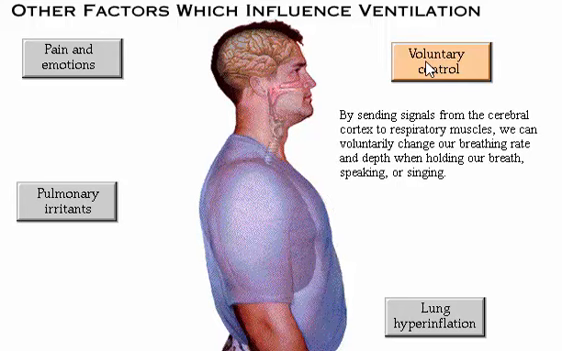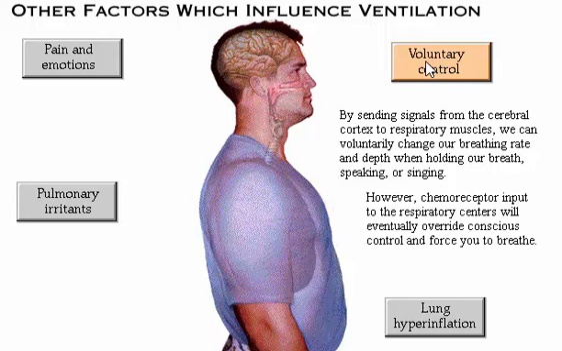By sending signals from the cerebral cortex to the respiratory muscles, we can voluntarily change our breathing rate and depth when holding our breath, speaking, or singing. However, chemoreceptor input into the respiratory centers will eventually override conscious control and force you to breathe.